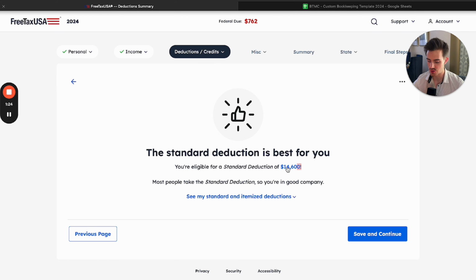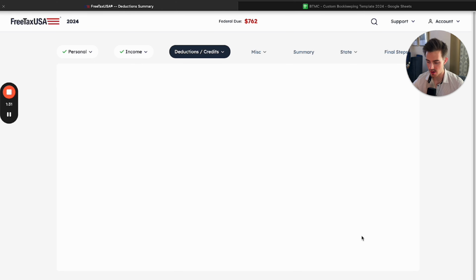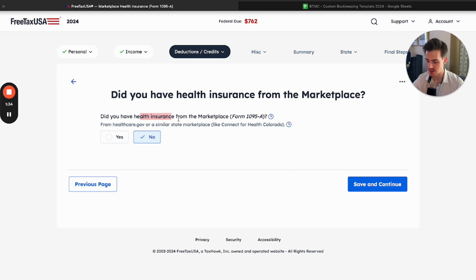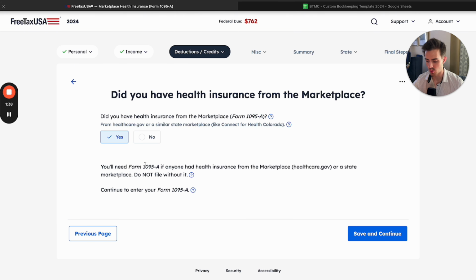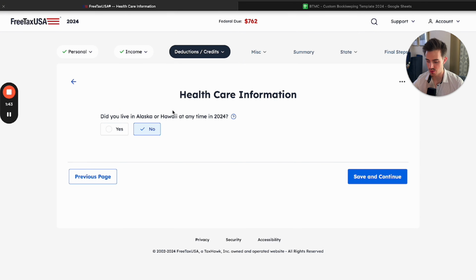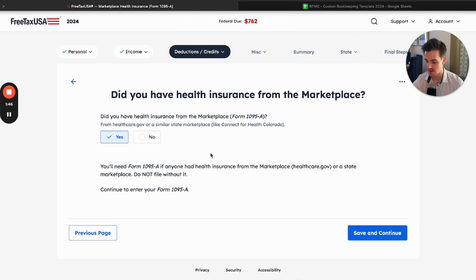If you were married filing jointly, it would be 2 times this, and if you were head of household or one of those other ones, it would be different depending on that. Moving on, save and continue. If you did get health insurance from Marketplace, you would have gotten a 1095-A. You'll want to say yes right here, and we will be saving and continuing to put it into here. I'm going to say that I do not have that.